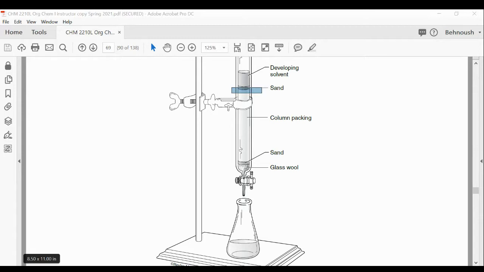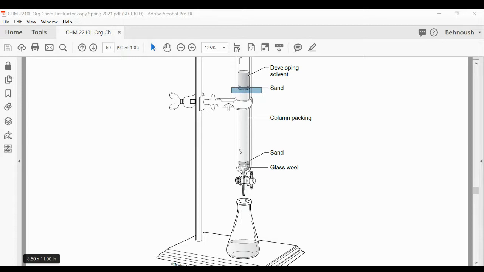Prevent disruption of the stationary phase, disturbing the column. So when you add liquid to the column, especially when you're using a dropper, you're going to add it by force. And since I keep saying that column packing is powder, it's not solid. Because it's loose powder, it can be disturbed, and you don't want to disturb it.